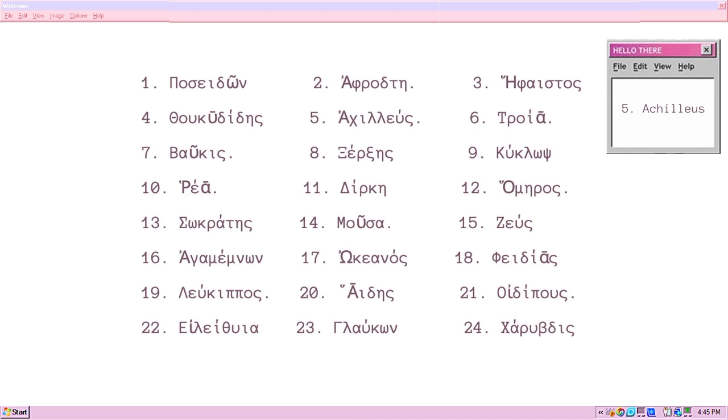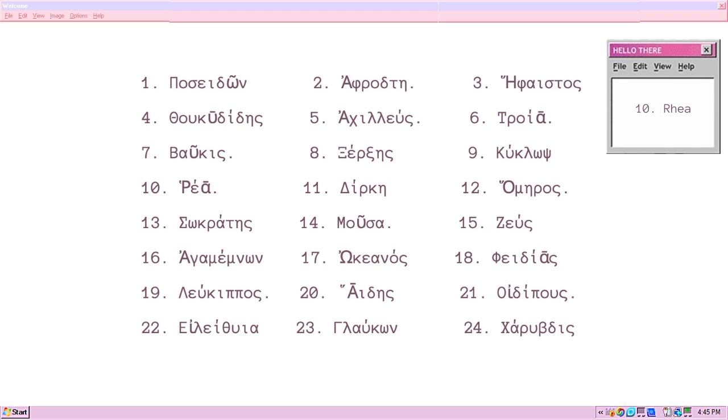And then for 5, we have Achilleus, which is Achilles. And then 6 is Troia. For 7, it's going to be Baucis. 8 is going to be Xerxes, which we would know as Xerxes if you've ever watched 300. For number 9, it's going to be Cyclops. You would think it's Cyclops because that's what we really know it as, but it's pronounced as Cyclops in ancient Greek.